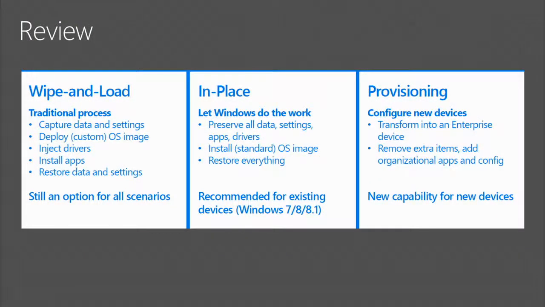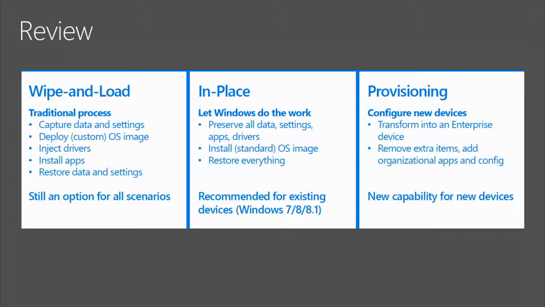So to recap, we talked today about the three primary ways of doing a deployment. The first thing we talked about was doing an in-place upgrade process. This essentially lets Windows do all the work. It preserves all of your data, all of your settings. It keeps all of your apps. It keeps all of your drivers. It installs your standard OS image, not a custom one.